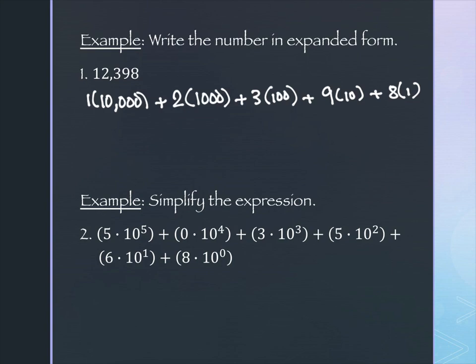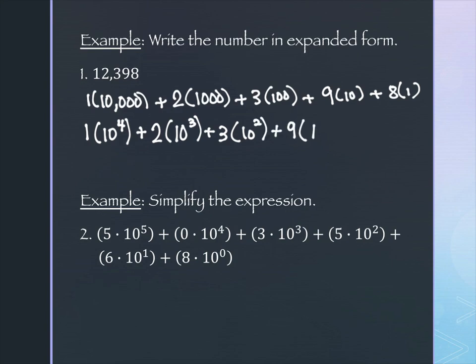But there are going to be places where they want you to write it with powers of 10 as well, so I want to show you both. If we're writing this with the powers of 10, we're going to have 1 times 10 to what power? It's 4. Why is it 4? Yeah, there are 4 zeros, exactly. Or at least we can say that's a way to check. And then I've got 2 times 10 to what? The third. 3 times 10 to the second. 9 times 10 to the first. And 8 times 10 to the 0.